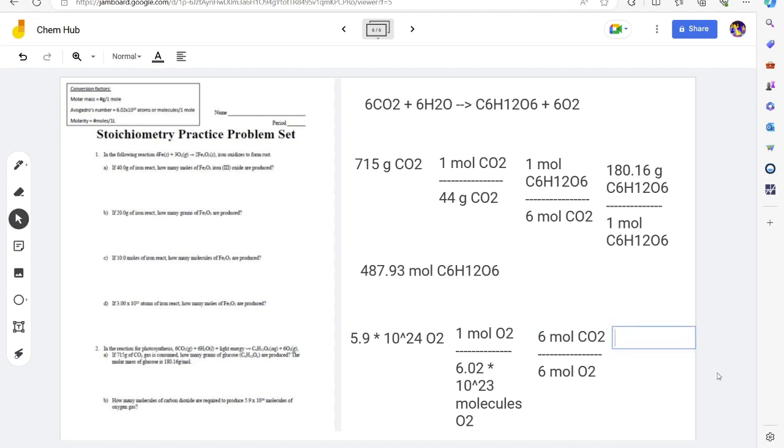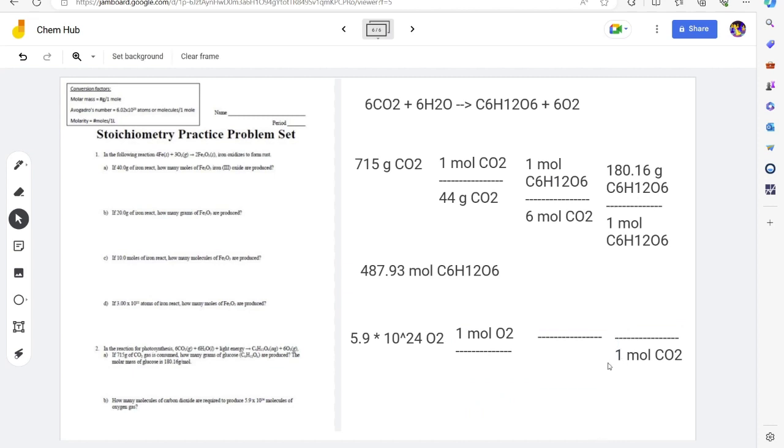Lastly, we'll convert the moles of carbon dioxide into molecules. And so we'll use 6.02 times 10 to the 23rd molecules over 1 mole of CO2. And now we just plug this into our calculator, and we get 5.9 times 10 to the 24th, mainly because in this scenario, we are able to cancel out Avogadro's number, and the molar ratio also cancels out to 1. So you just end up getting what we started with, which is 5.9 times 10 to the power of 24 molecules of CO2.